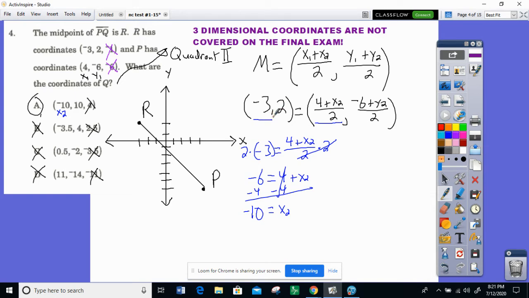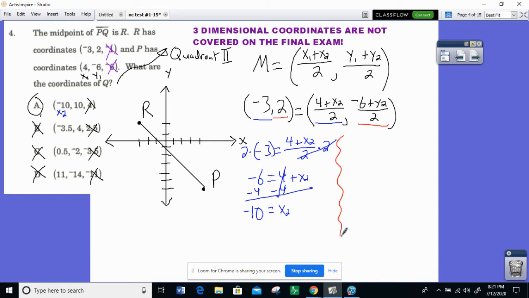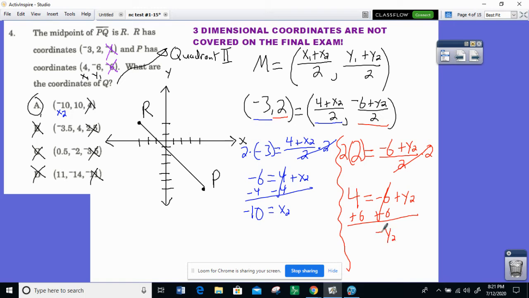And we're going to do the same thing with the y value of the midpoint. So that's going to be 2 equals -6 plus y2 divided by 2. So multiply both sides times 2. That's a good first step. So now we've got 4 equals -6 plus y2. If we add 6 to both sides, then we end up with y2 equals 10.